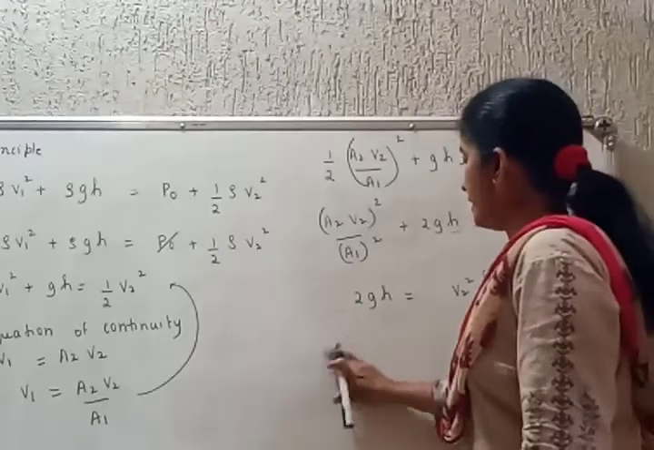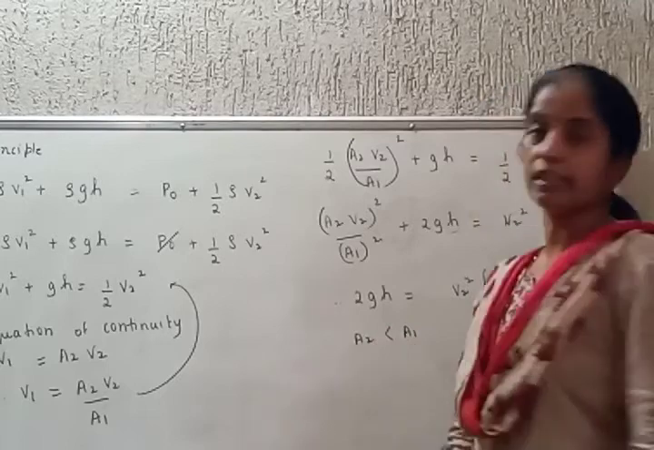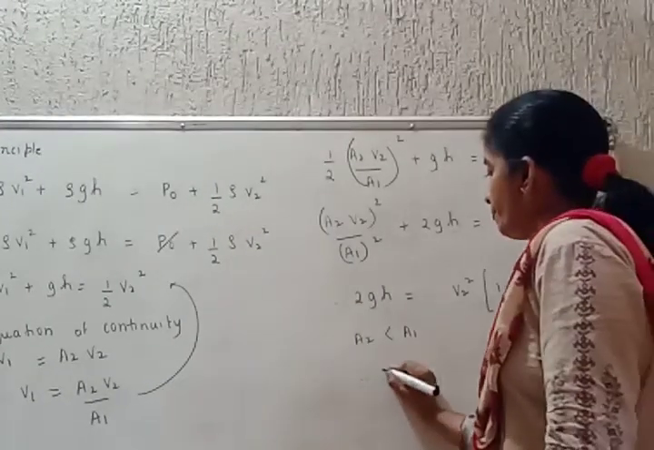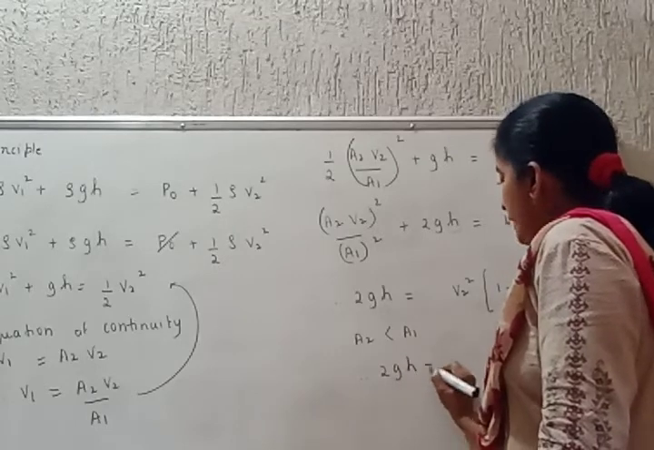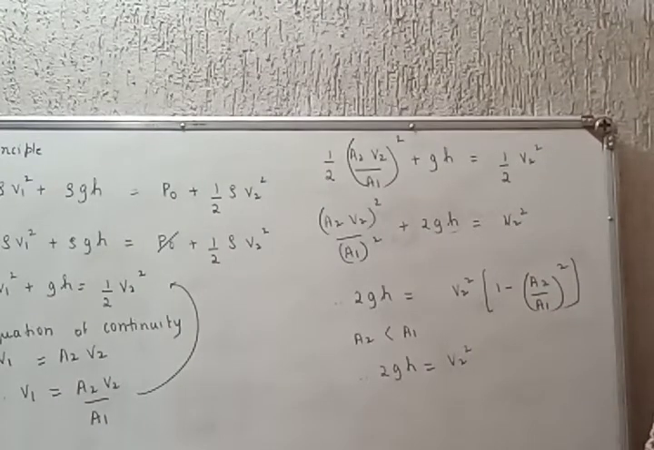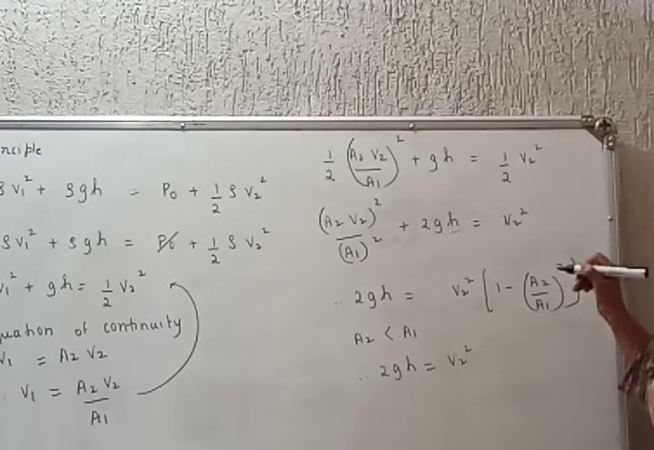Students एक point सांगते हैं. Now if you compare A2 with A1, it's negligible. So this term vanishes here. What do we get here? 2GH is equal to V2 square. Why? Because A2 is much lesser than A1 and hence it can be negligible. This term can be treated as anything of small quantity.